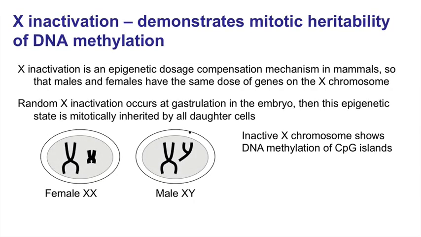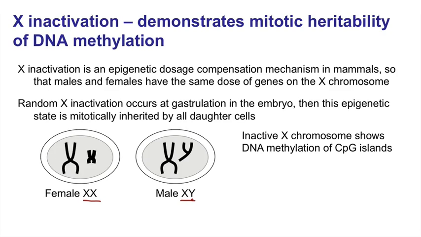So the reason for that is that X inactivation really clearly demonstrates the mitotic heritability of DNA methylation. We know that females have 2 X chromosomes, whereas males have 1 X and 1 Y. So if we just consider the nucleus of these female and male cells, then the female cell would have twice the dose of all of the genes that reside on the X chromosome, of which there are over 1,000 genes. This, in fact, is not what ends up happening.